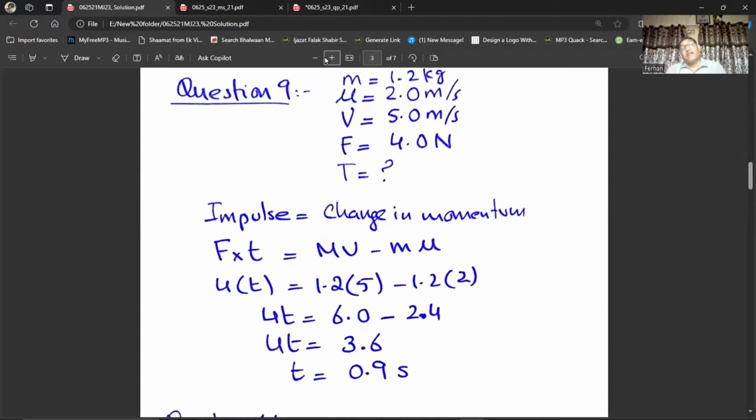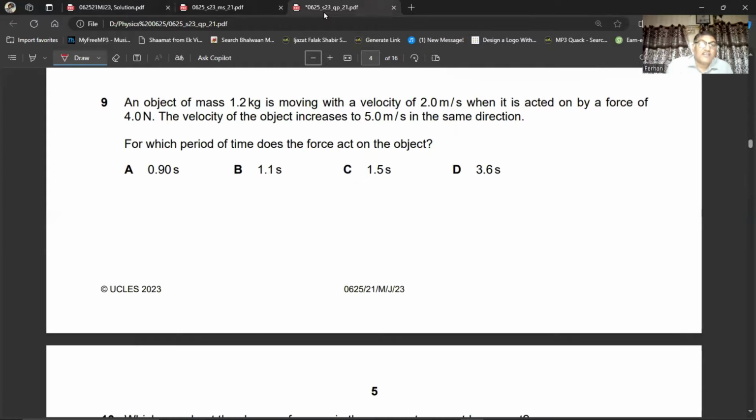Impulse has two formulae. One is force into time. Another one is change in the momentum. So 4 multiplied by t equals 1.2 multiplied by 5 minus 1.2 into 2. And 4t will be equal to 6 minus 2.4. So 4t will be equal to 3.6. So t will be equal to 3.6 divided by 4, and that will be 0.9 seconds. So it will take 0.9 seconds.